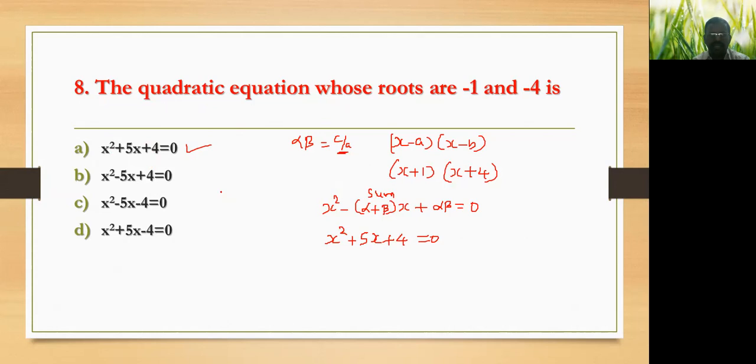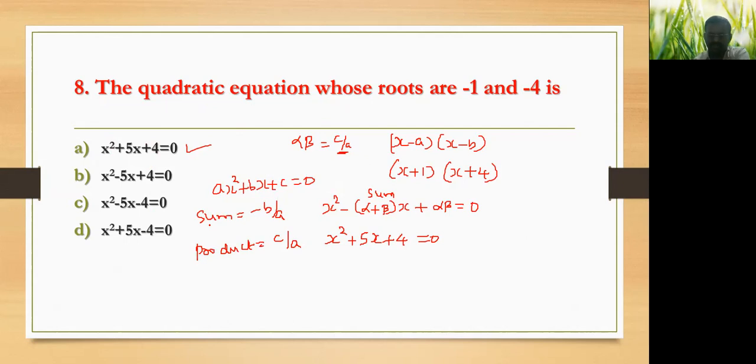In general, ax square plus bx plus c equal to 0 is the quadratic equation, then we say that the sum of the roots is minus b by a and the product of the roots is c by a. That is a shortcut form. Easily you can save time when you are solving the problem.